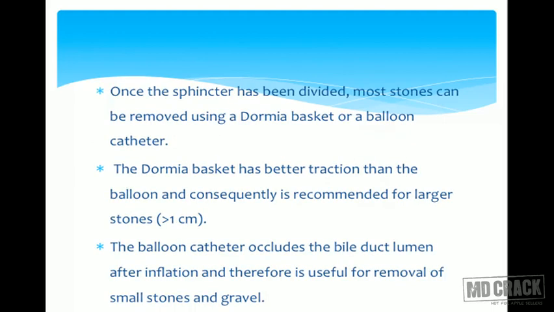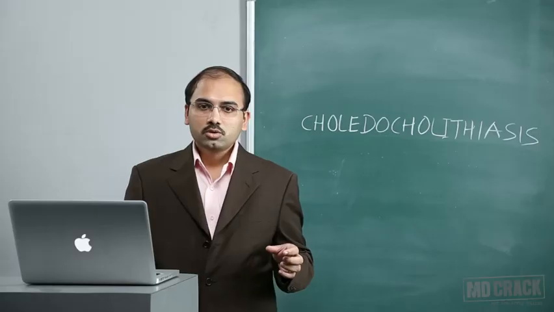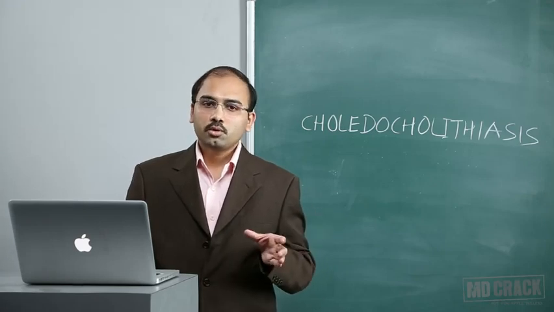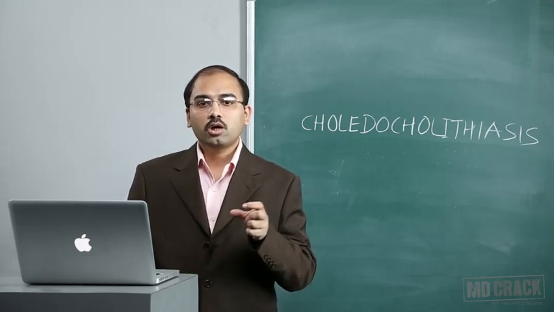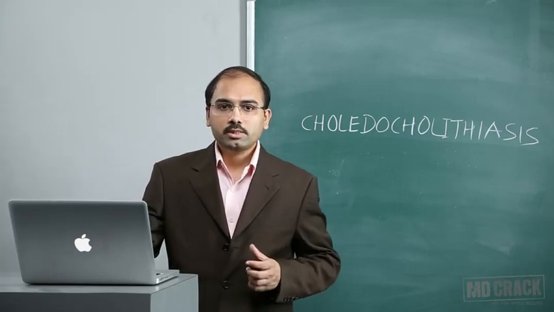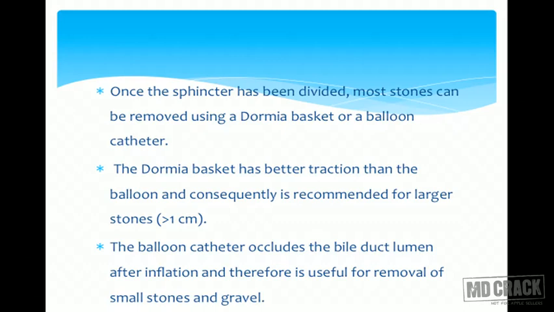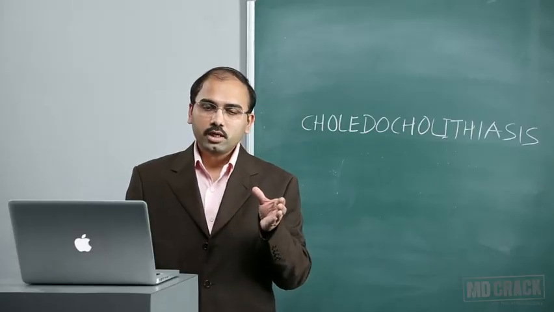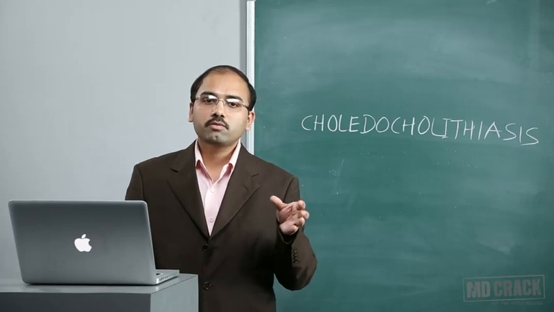Once the sphincter has been divided, most stones can be removed using a Dormia basket or balloon catheter. The Dormia basket has better traction than the balloon and consequently is recommended for larger stones of more than 1 cm in size. So if you are given a clinical scenario in which the size of the stones is around 1.5 cm, which of the following will be appropriate to extract the stones? It is the Dormia basket. The balloon catheter occludes the bile duct lumen after inflation and is therefore useful in removal of small stones and gravel. So you should note the difference: the balloon catheter is for smaller stones and the Dormia basket for larger stones.